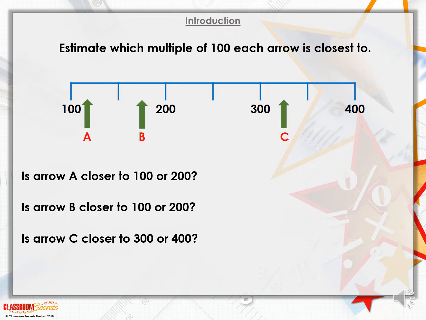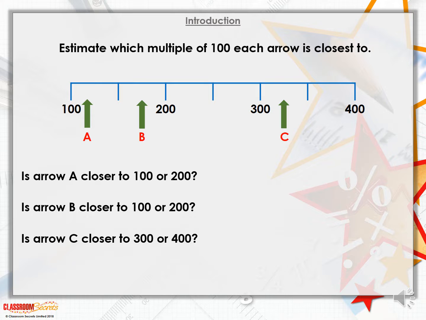For the first bit, I just want you to estimate which multiple of 100 each arrow is closest to. If you look here, is arrow A closer to 100 or 200? Which one do you think it is? Look where the arrow is, look where 100 is, and look where 200 is. Which one do you think it's closest to?